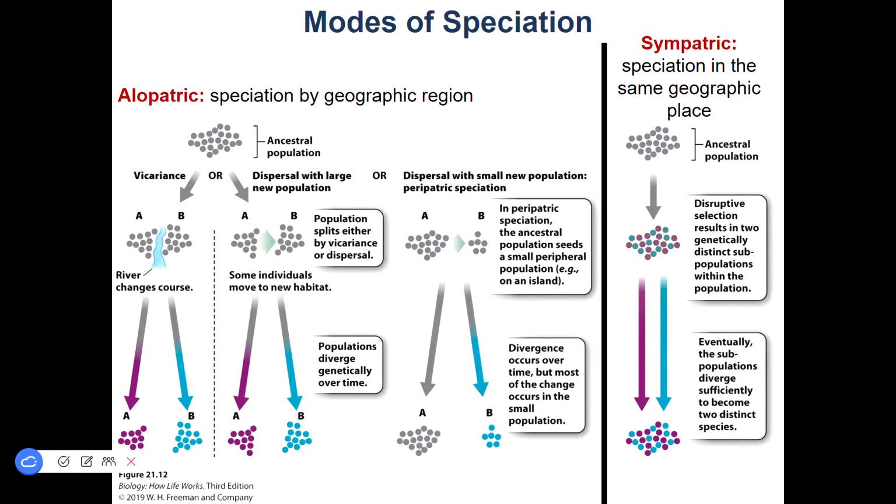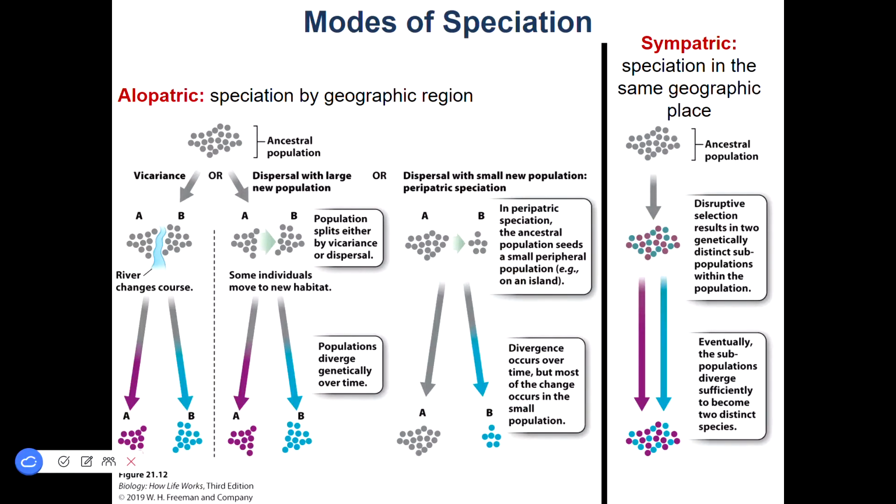The other kind of speciation is sympatric speciation, and that's speciation in the same geographic place. This doesn't occur as often because we're in the same place the whole time. So we have our ancestral population, and for some reason there's disruptive selection. So remember, we're going to the two extremes of our population, and the disruptive selection is extreme enough that over time, the two extremes do not mate with each other, and you will have two new species.